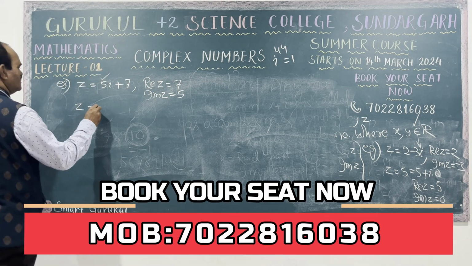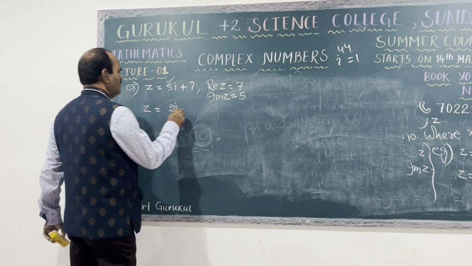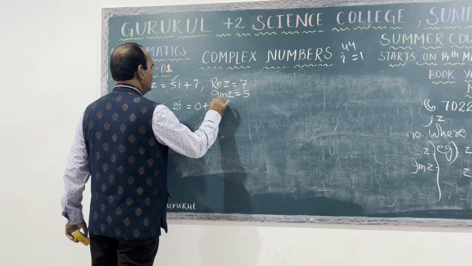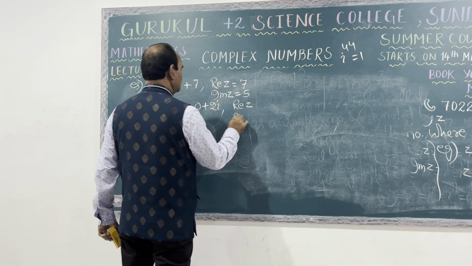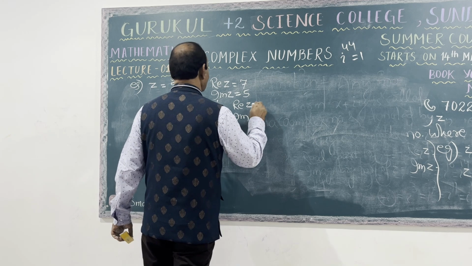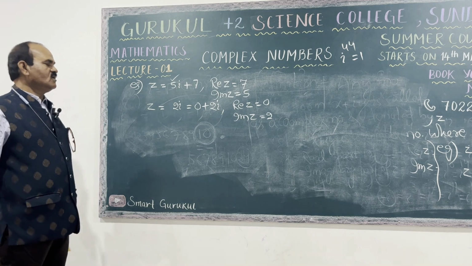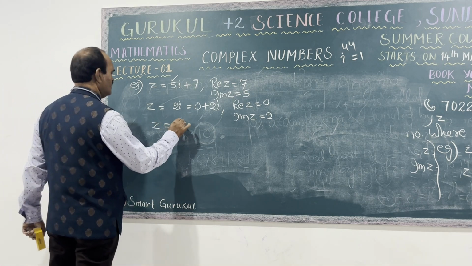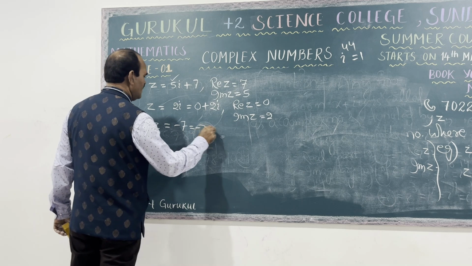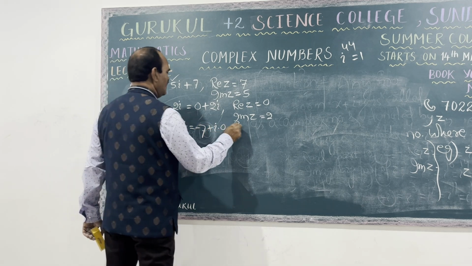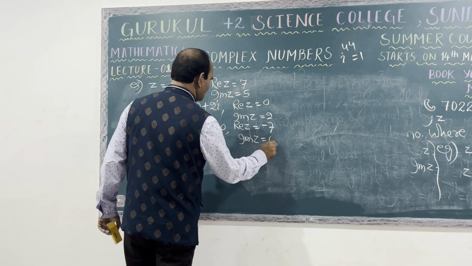If z equals 2i, this is also a complex number because this can also be written in the form of x plus iy, 0 plus 2i. Here the real part is 0 and the imaginary part is 2. Real part of z is 0, imaginary part of z is 2. z equals minus 7. This is also a complex number because this can be written as minus 7 plus i into 0. Real part of z is minus 7, imaginary part of z equals 0.